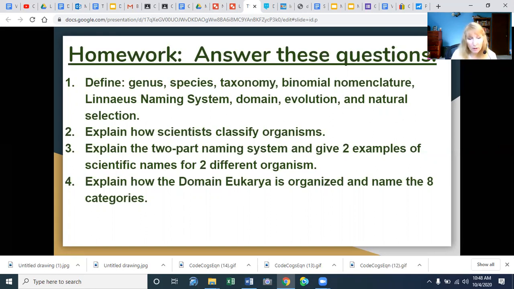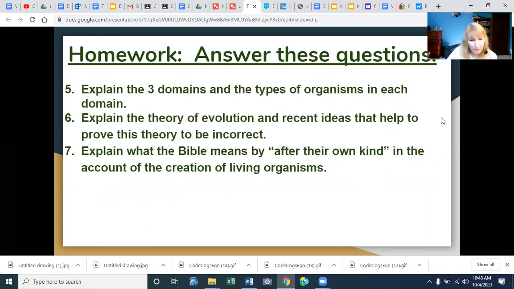Explain how the domain Eukarya is organized and name the 8 categories. It includes domain, rank, as one of the categories. Explain the 3 domains and the types of organisms in each domain. Explain the theory of evolution and recent ideas that help to prove this theory to be incorrect. Explain what the Bible means by after their own kind in the account of creation of living things.